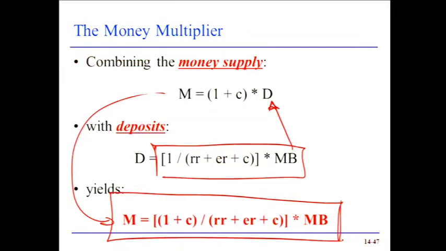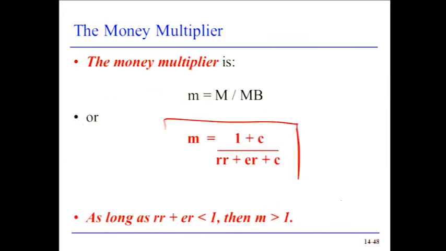No, the required reserve ratio is 0.1, 10%. Okay? So this then becomes our expression for the money multiplier: 1 plus the currency holding ratio, divided by the required reserve ratio plus the excess reserve ratio plus the currency holding ratio. Now look at that expression and remember that the excess reserve ratio is usually 0.